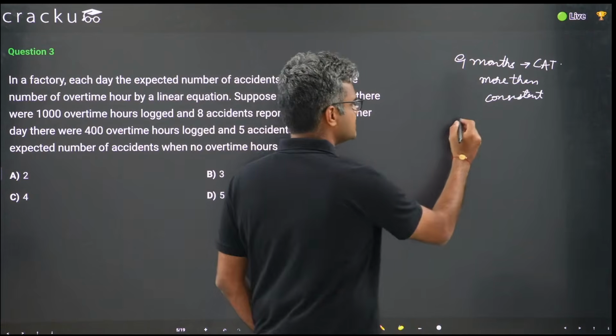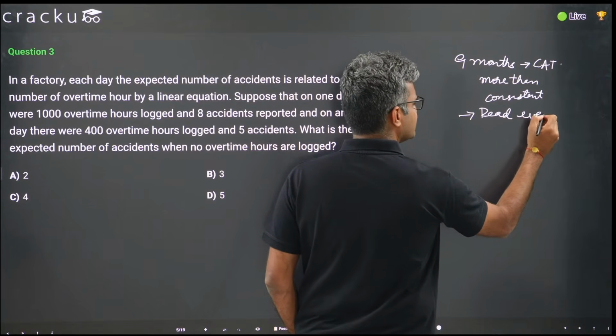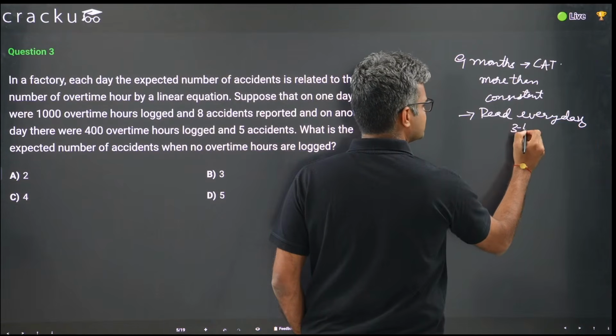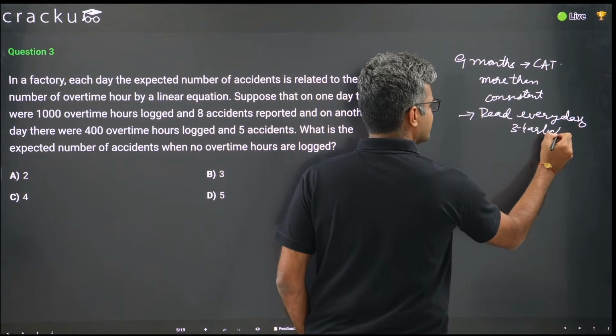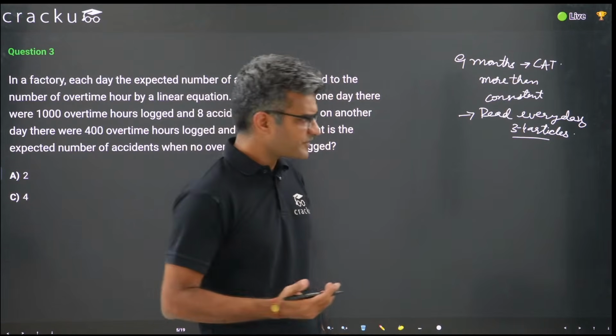One thing I would tell you is read every day. Every single day you have to read at least 3 to 4 articles. This will clearly help you in your reading comprehension. Read 3 or 4 articles every single day.